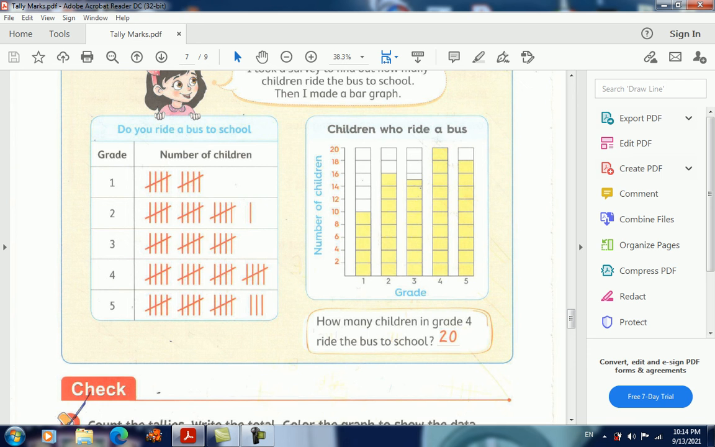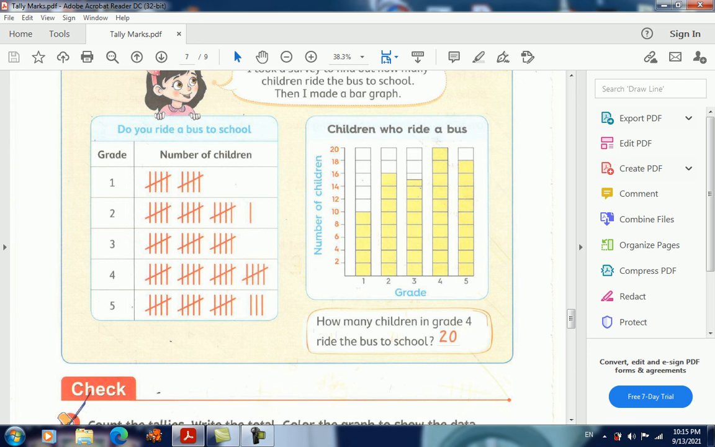For grade 1, how many? 2 stacks of 5, so this means 10. And for grade 2, 3 stacks of 5, which is 15, and extra 1, so this is 16. Grade 3, we got 3 stacks of 5, which is 15. And for grade 4, we got 4 stacks of 5, which is 20 in total. Then grade 5, we got 3 stacks of 5 and extra 3, so 15 plus 3 is 18.